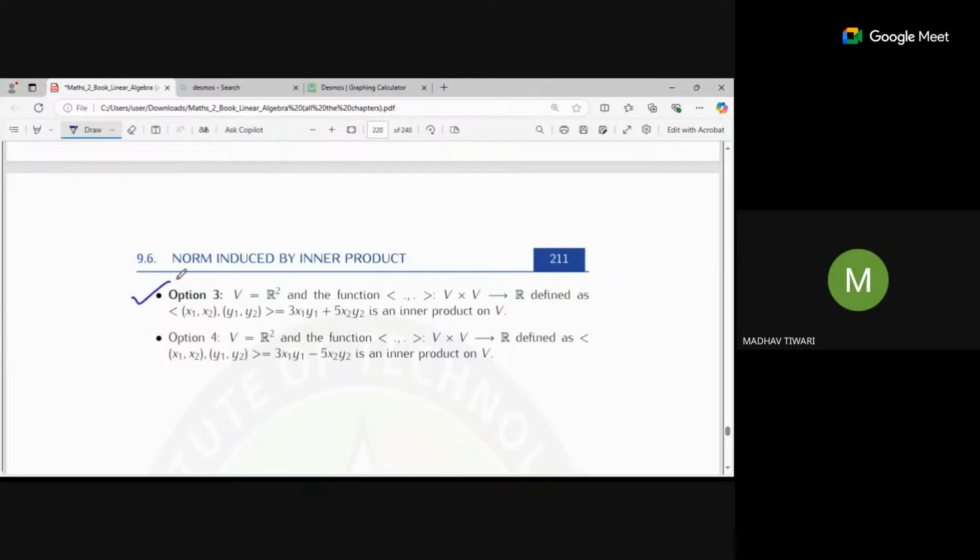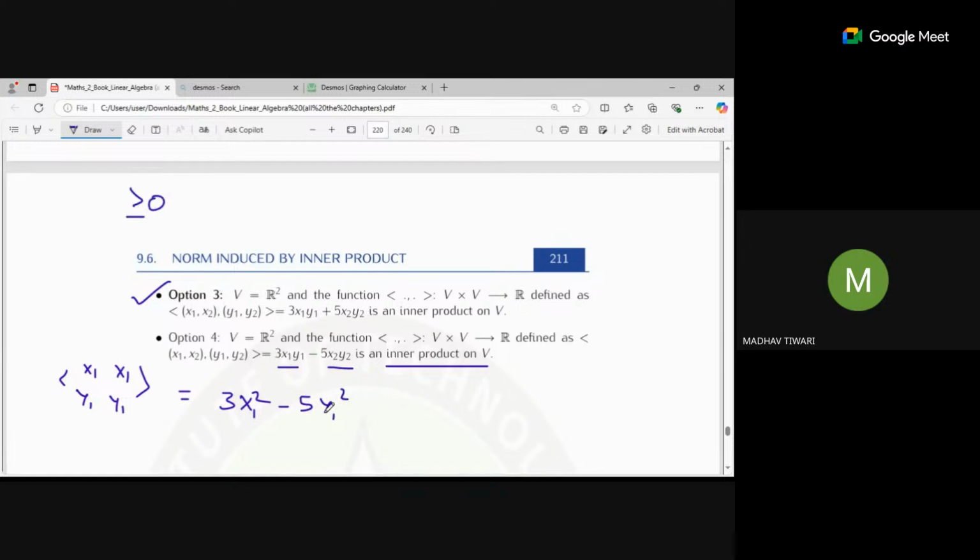You can verify the 4 properties for this, and here you have to check whether it is an inner product or not. x1 y1, this is okay, minus x2 y2, it is okay. Then if you do the inner product with itself, let's find out. Suppose you have x1, y1 and you want to do it with x1, y1 itself. So what you will have here is 3 times x1 square minus 5 times y1 square, right? So you can see that its self product should be greater than or equal to 0.